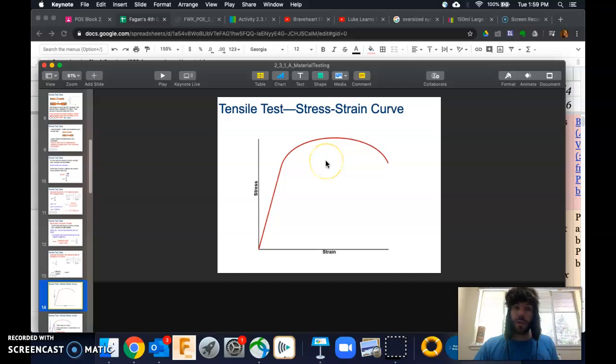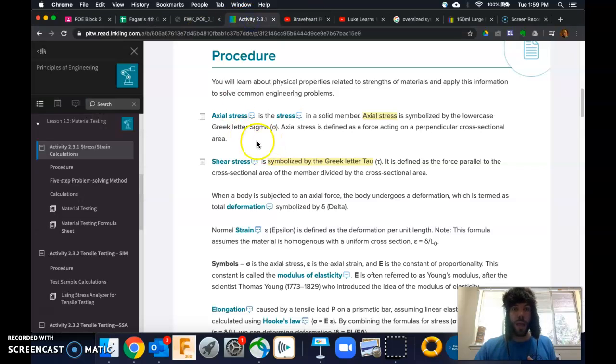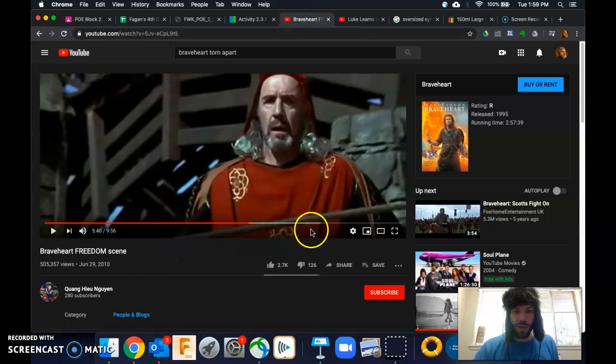I'm going to have a separate video, which will be optional, going through this slideshow slide by slide. But basically, let's look at the two main types of stress. The first is axial stress. It is symbolized by the lowercase Greek letter sigma. It is defined as a force acting on a perpendicular cross-sectional area. So we've got our bar, and we're going to pull it apart, just like we're doing to William Wallace in this scene here.